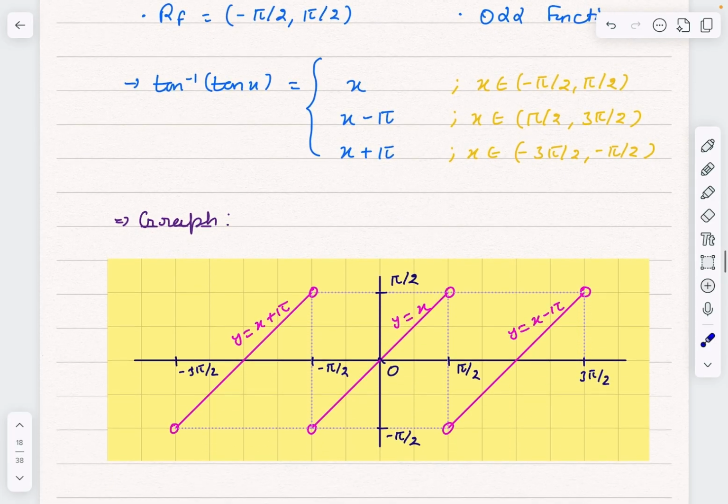The graph here will simply be parallel lines. So y equals x from minus pi by 2 to plus pi by 2. Y equals x minus pi from pi by 2 to 3 pi by 2. Y equals x plus pi when x lies between minus 3 pi by 2 and minus pi by 2. And the same lines will be there everywhere because the period is pi. So whatever graph you see between minus pi by 2 and pi by 2, the same thing keeps on repeating.